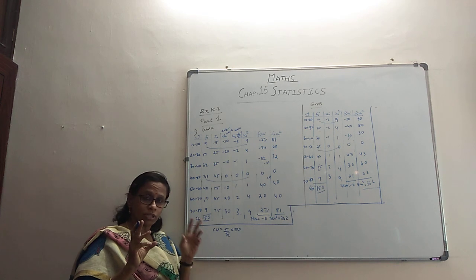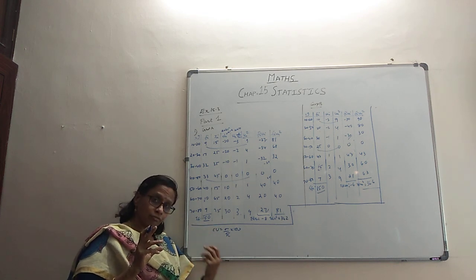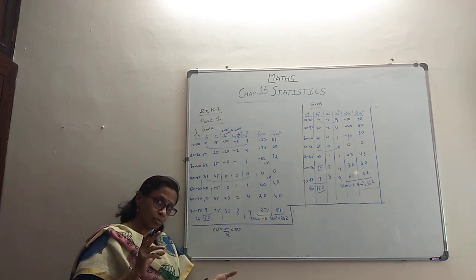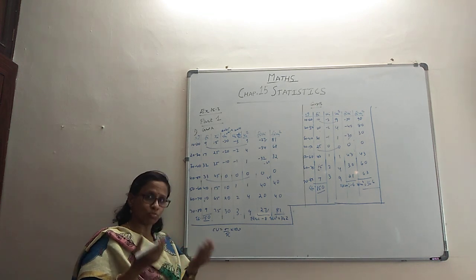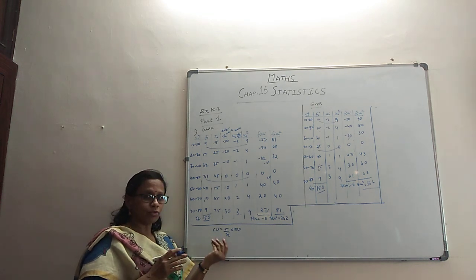There are two groups given to us, group A and group B. You have to calculate it for group A and you have to calculate it for group B and then compare and tell which is more. This is the idea.